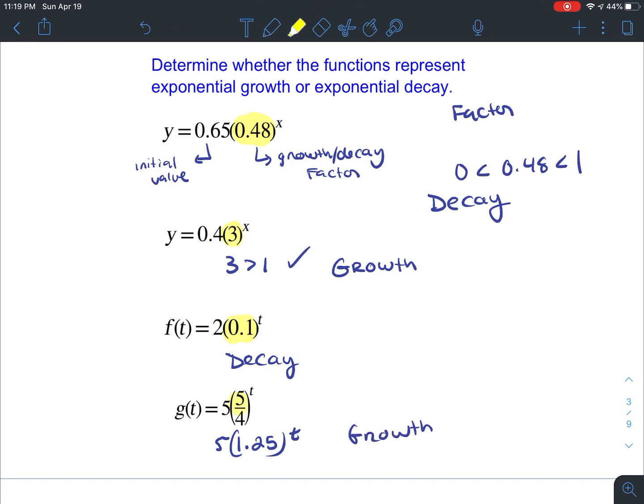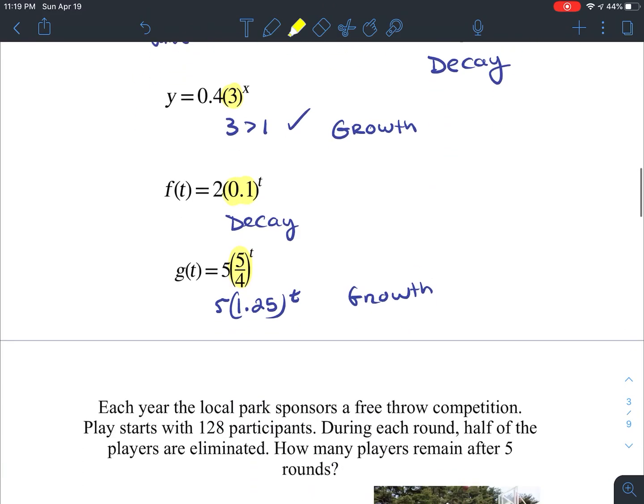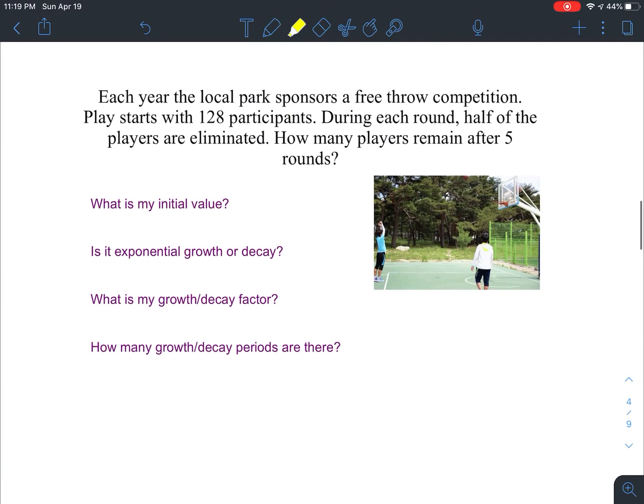Okay, so again, we're looking at our growth factors here. We don't worry so much about the initial value to determine if something's growth or decay. So now let's take a look at some word problems. Each year, the local park sponsors a free throw competition. Play starts with 128 participants. During each round, half of the players are eliminated. How many players remain after 5 rounds?